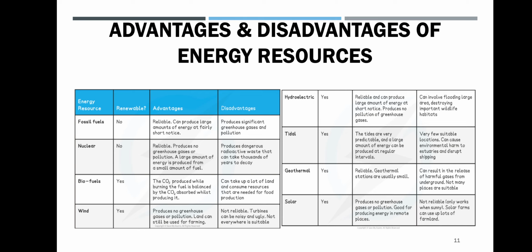Next up is tidal, which is again a renewable energy resource. It is very predictable, and a large amount of energy can be produced at regular intervals. However, very few suitable locations are available for it, and it can cause environmental harm and disrupt shipping.